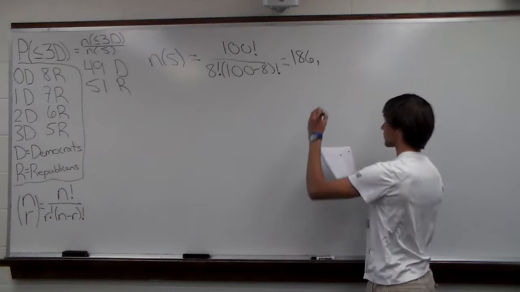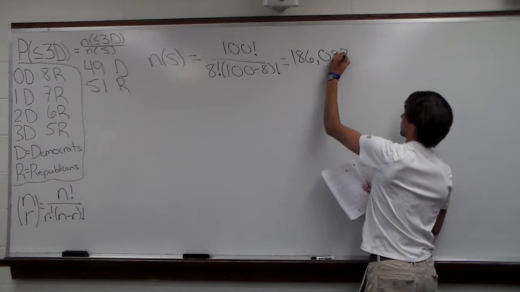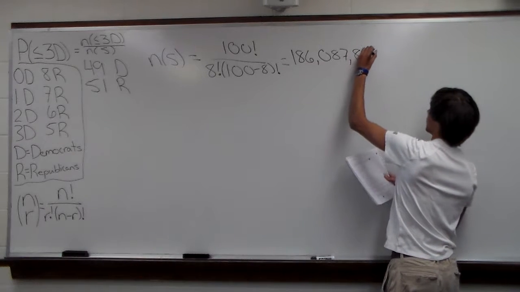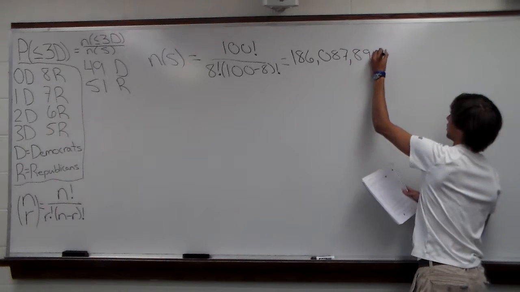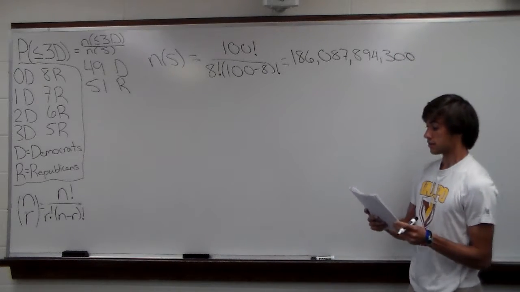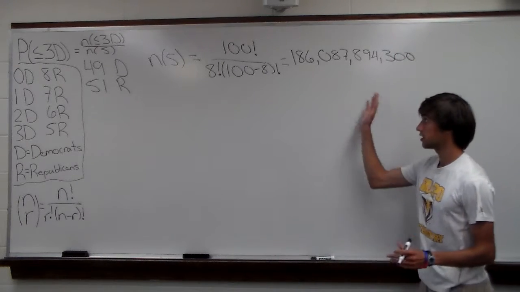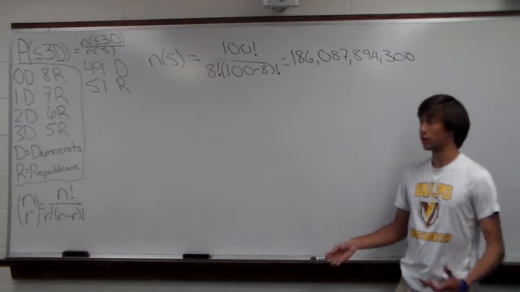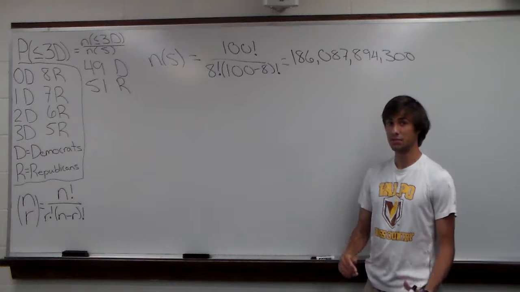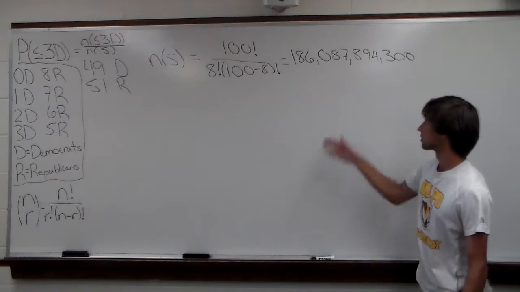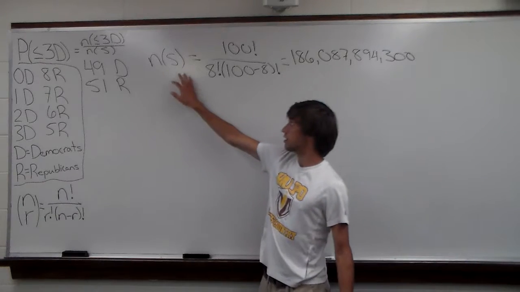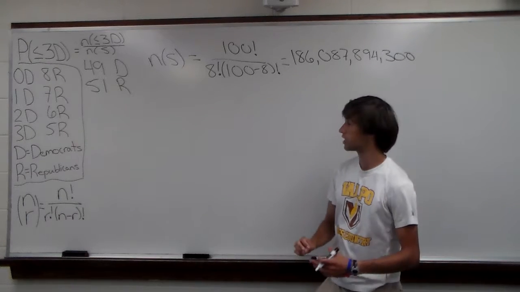I used a calculator to do this earlier, and I found that it's 186 billion, 87 million, 894,300. So I would make sure to go ahead and check that you get the same answer as I did. It's good practice because you're going to have to do this on your own eventually, and it's really easy to make a mistake when you're typing this in or copying it down.